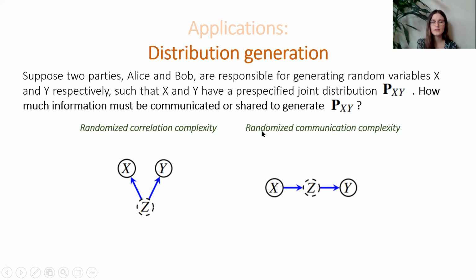Now, this problem is also separately studied for a different scenario in which we don't have the third party, but we have Alice, we have Bob, and we allow for communication between them. We still want them to output the desired probability distribution, but here we allow Alice to send a classical message to Bob. The question is, how many bits must Alice send to Bob for them to output the pre-specified probability distribution. The minimum number of bits that must be communicated is called randomized communication complexity.